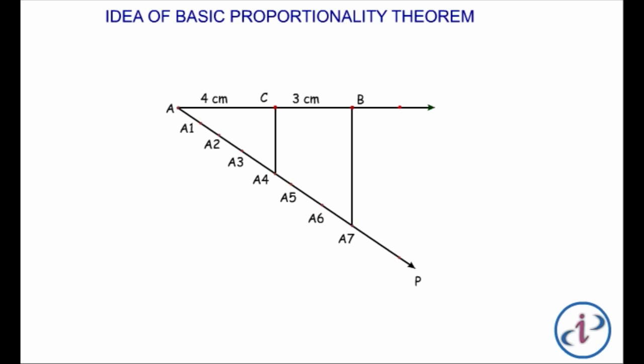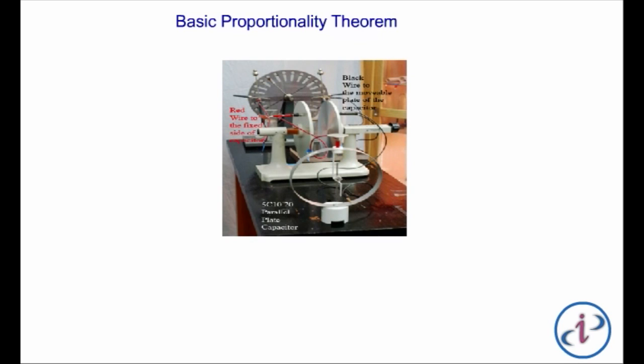What do we infer from this activity? If we consider AA7B as a triangle, then A4C is a line parallel to the side A7B. We found that the line segment A4C divided the sides AA7 and AB in the same ratio, that is 4:3. The above activity gives us an idea about the basic proportionality theorem.